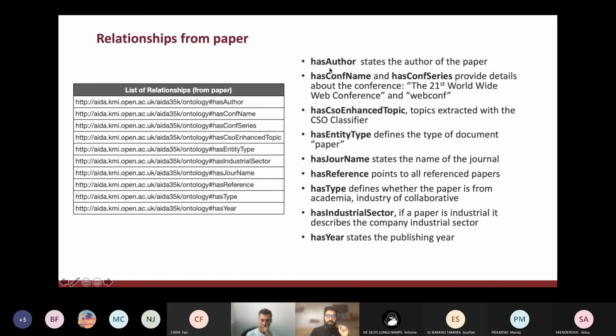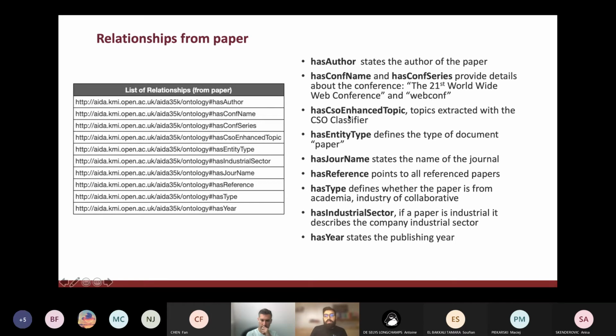So the first relationship is as author, which states the author of the paper. Then there is as conference name and as conference series, which provide details about the conference. So, for example, the 21st World Wide Web Conference and the WebConf. So conf name is 21st World Wide Web Conference, and WebConf is the conference series. So basically, what are these? One is the full title, and the other one is the acronym. So conf name is the full title of a conference, and conf series is the acronym.